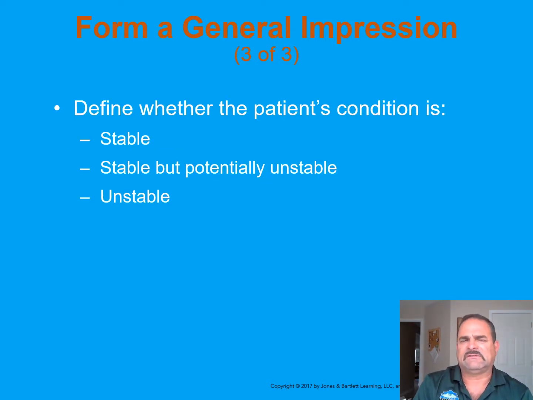Define whether the patient's condition is stable but potentially unstable, or unstable. I like to say sick or not sick. Let's make it simple. Sick, they're unstable. Not sick, they're stable. Can I change that later once I assess them? Oh yeah. It may change mid-route. It's okay. But keeping things simple is always the best method.